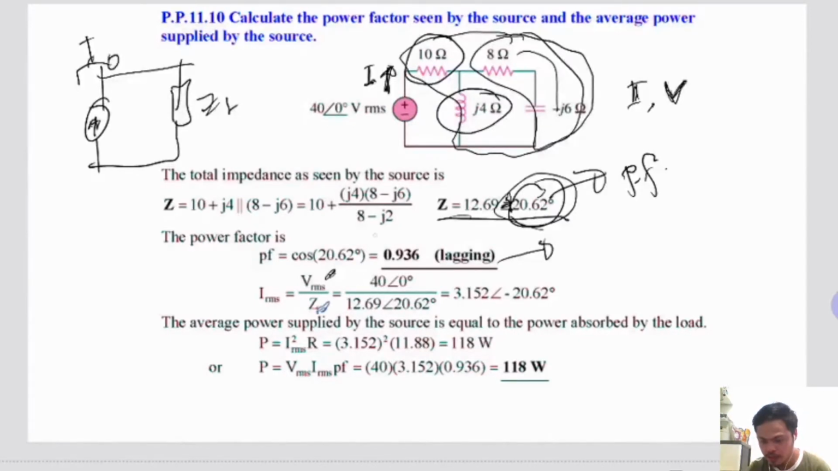the impedance, and this gives us 3.152 angle negative 20.62 degrees. And to compute for the average power, we make use of the formula I squared RMS times R, which gives us 118 watts, or VRMS times IRMS times the power factor, or the cosine of theta V minus theta I. And this gives us 118 watts.